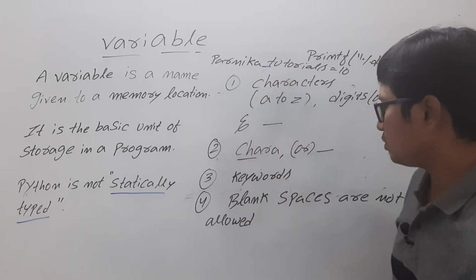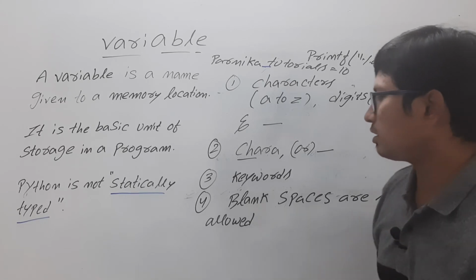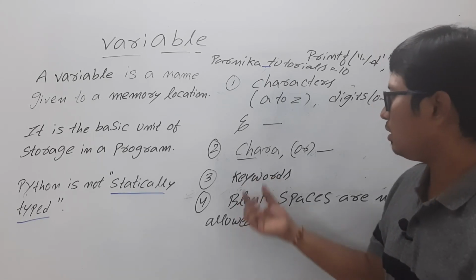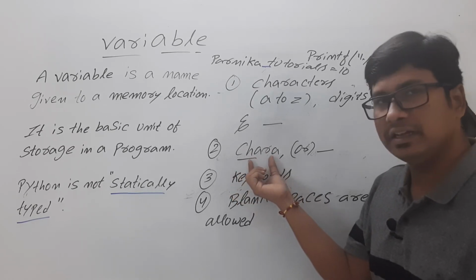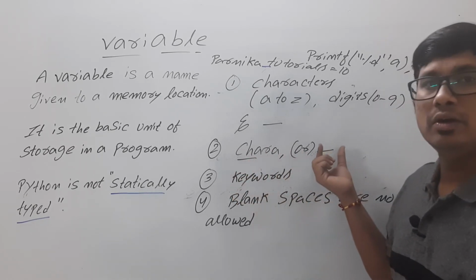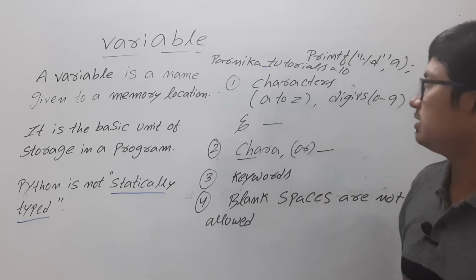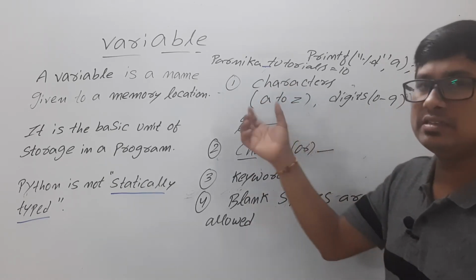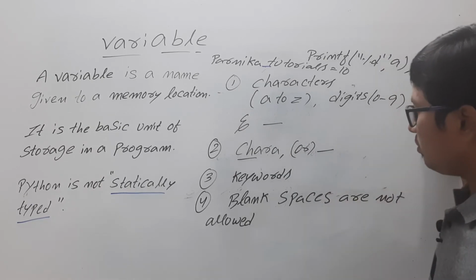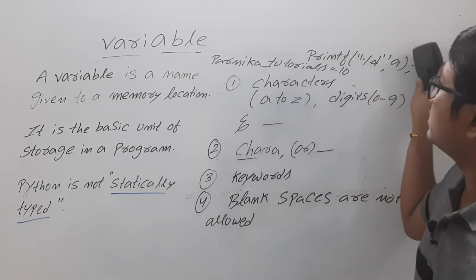Is it clear? So blank spaces are not allowed, keywords are not allowed. The first character in the variable should be either a character or an underscore. It cannot be a digit. And a variable is a combination of characters, digits and underscore. And one more thing, the variables are case sensitive.